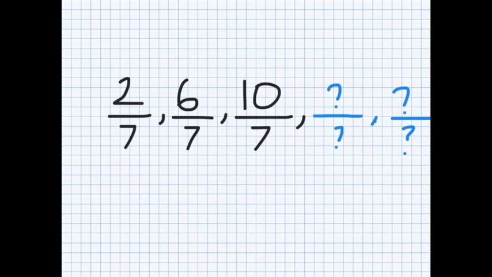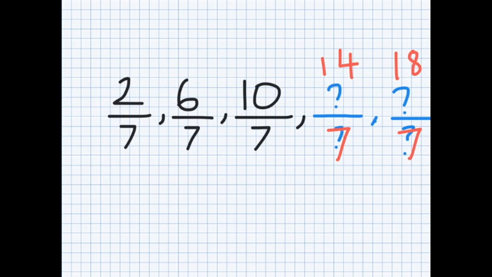Here's a number sequence involving fractions, and it actually goes to improper fractions as well. So we can see it's actually going up, the numerator is going up by 4 each time. So here we'll be looking at 14 over 7, okay, and then plus another 4 is going to be 18 over 7.